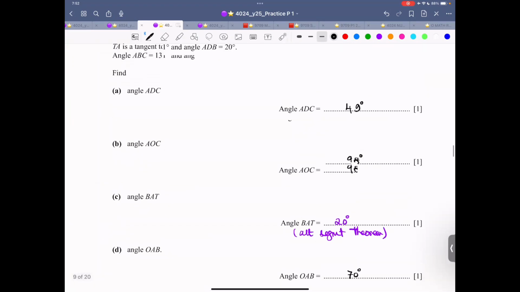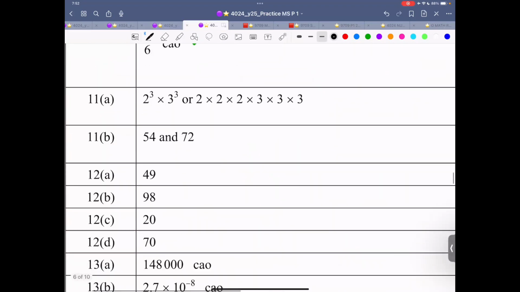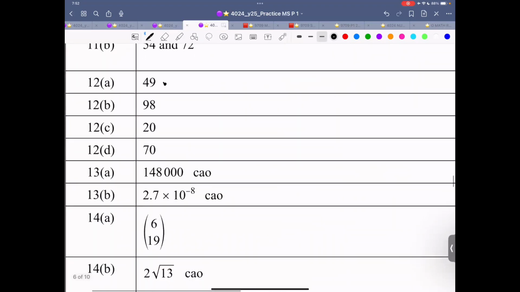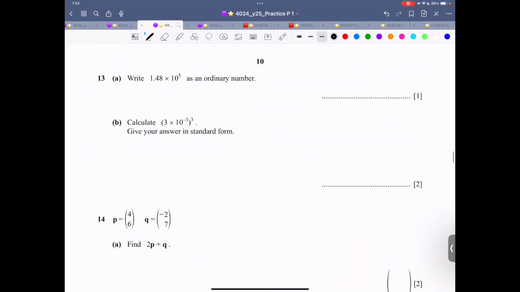49, 98, 20, and 70. 12. 49, 98, 20, and 70. Yes, it was a tricky question because the diagram was made a bit twisted. So this again takes some time.